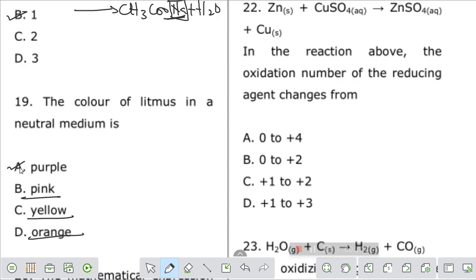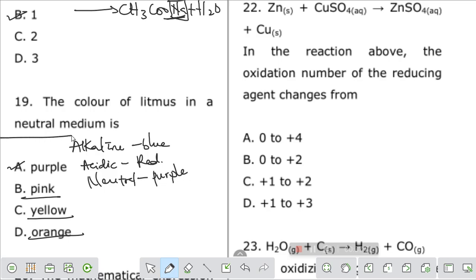I taught you that the color is purple, and the color of litmus in alkaline medium is blue. Basic is also alkaline. Acidic medium, I told you the color is red. So neutral is actually purple. At times, instead of saying neutral, they may just say, what is the color of litmus when the pH is 7? They can be somehow tricky sometimes. They may say when the pH is less than 7. You know that when the pH is less than 7 it is acidic. When the pH is greater than 7, the solution is basic or alkaline.